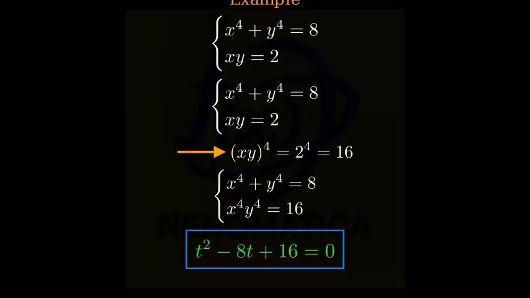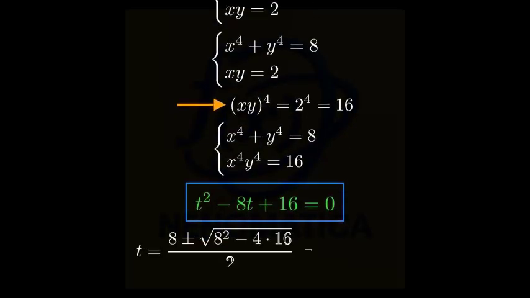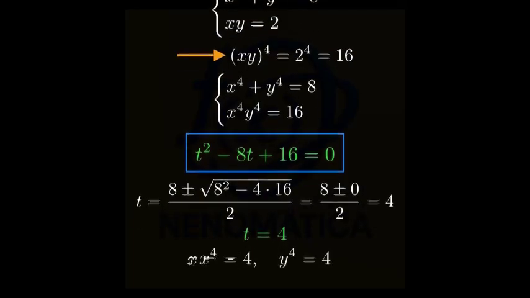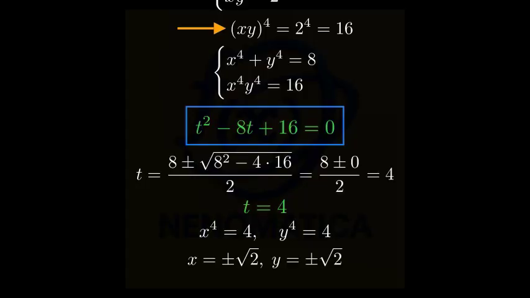So x to the 4th and y to the 4th must be the roots of the quadratic t squared minus 8t plus 16 equals 0. Solve the quadratic. The discriminant is 64 minus 64, which is 0, so the equation has a repeated root t equals 4. Because t represents x to the 4th or y to the 4th, we obtain x to the 4th equals 4, and y to the 4th equals 4. Each variable, therefore, has magnitude square root of 2.